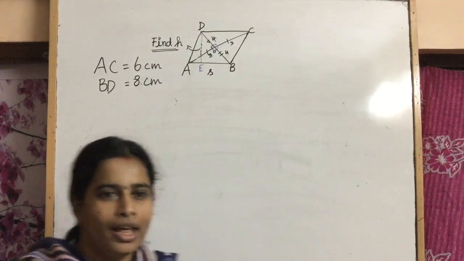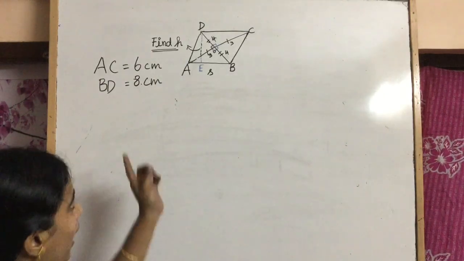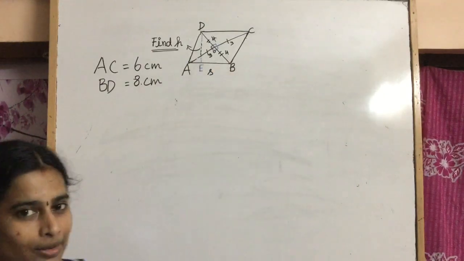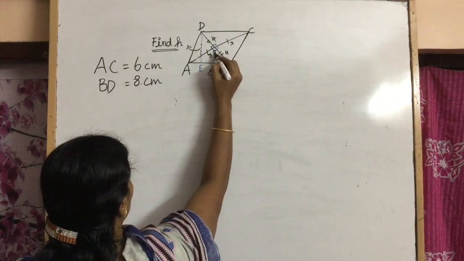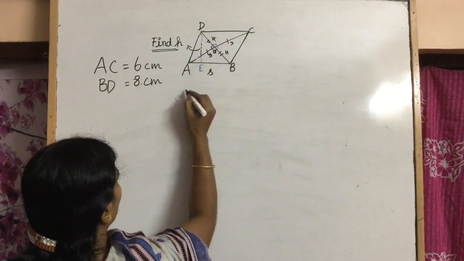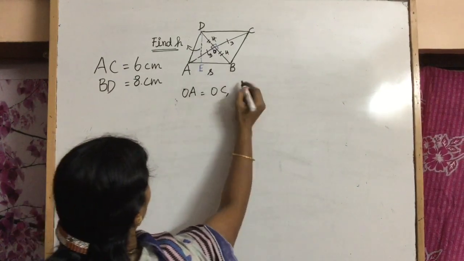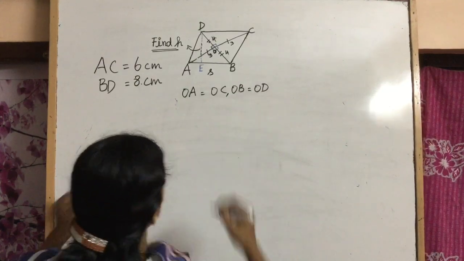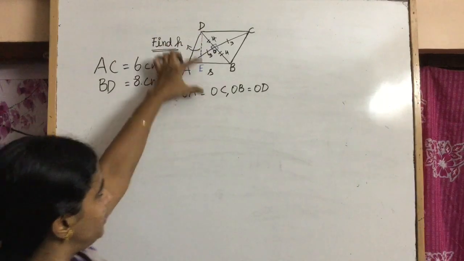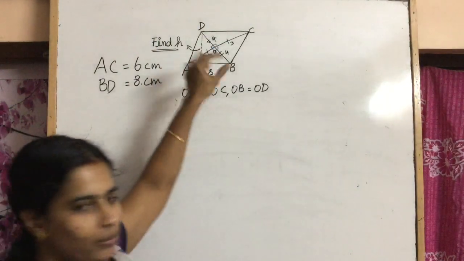And we all know that a rhombus is a parallelogram in which all the four sides are equal and the diagonals bisect at 90 degrees. Meaning, if they bisect at O, the value of OA will be equal to OC and the value of OB will be equal to OD. So we need to find the height, that is the distance between the two parallel sides of this rhombus. So how do we go about that?